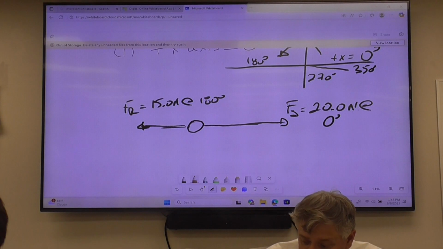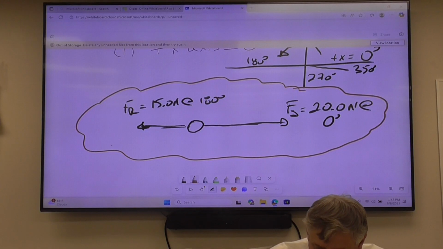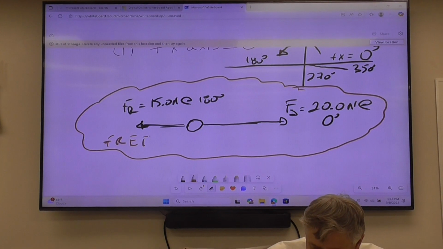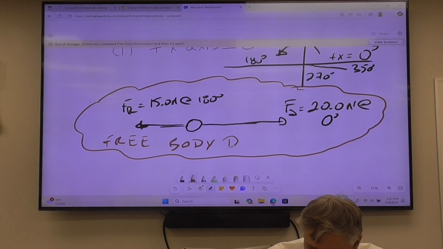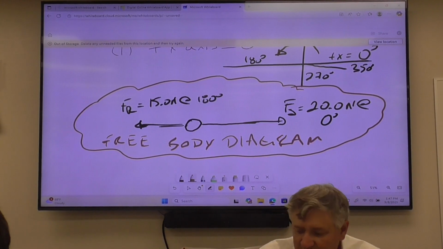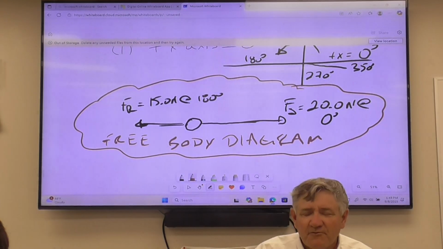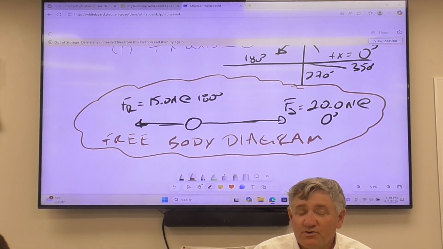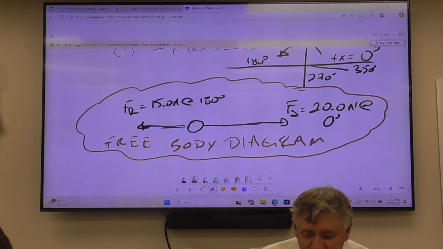Now, as this is drawn, this is not the tip-to-tail method. This is a specific type of diagram, what we call a free body diagram, okay? And don't sit there and go, is there one you have to pay for? No. Free body diagrams, we're going to draw them a lot, okay? We're going to draw them a lot.